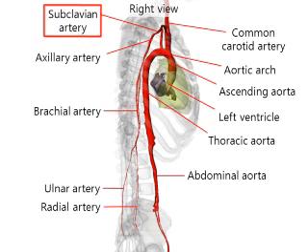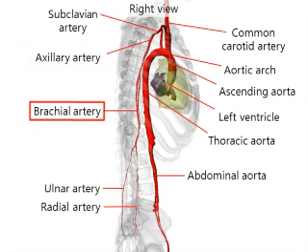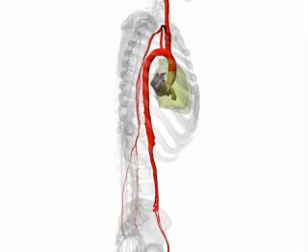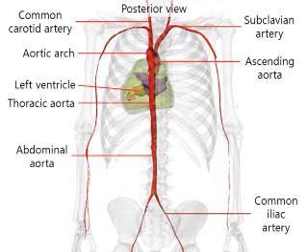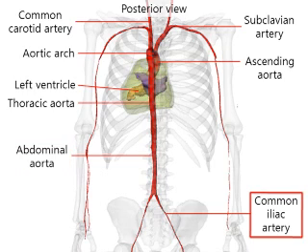The subclavian artery becomes the axillary artery, then the brachial artery, which divides into the ulnar artery and radial artery. The abdominal aorta divides into two common iliac arteries. The common iliac artery is an artery that supplies the pelvis, perineum, and lower limbs.